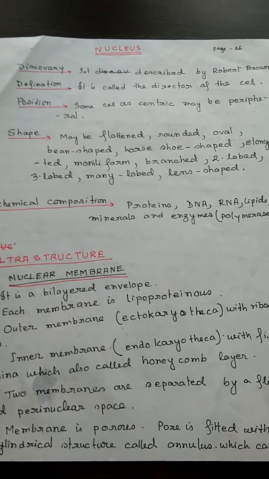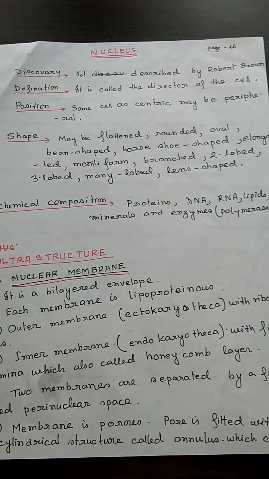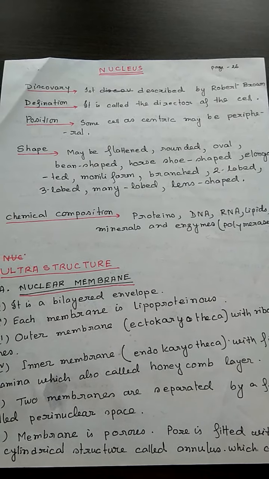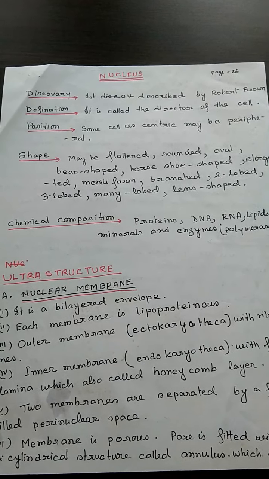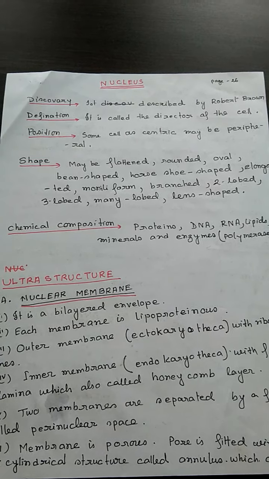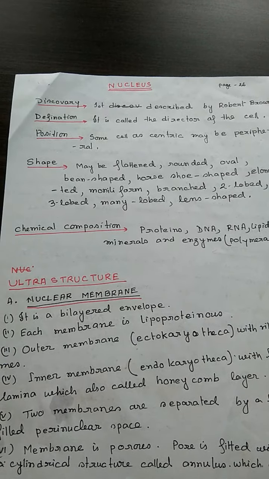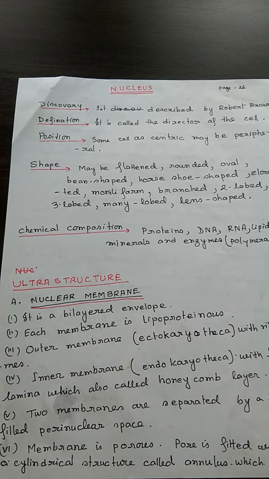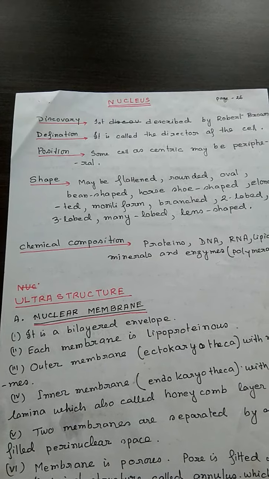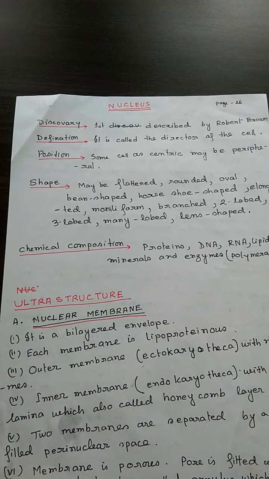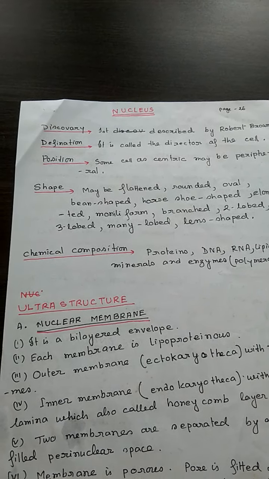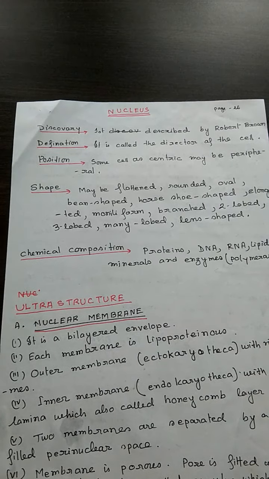Our next one is the most important one, that is the nucleus, which was first discovered or described by Robert Brown in 1831. Definition: the nucleus is also called the director of the cell, and it is the most important part of the cell, which directs and controls all the cellular functions or activities. A true nucleus is present in all the eukaryotes except mature mammalian RBC, sieve tube cells of phloem, and tracheids and vessels of xylem.